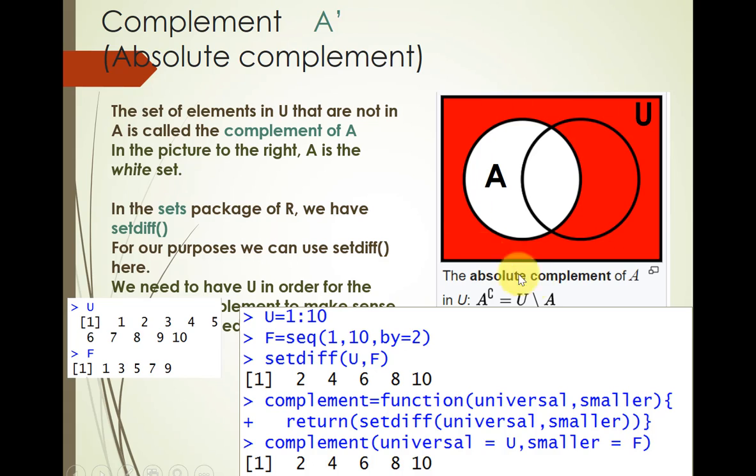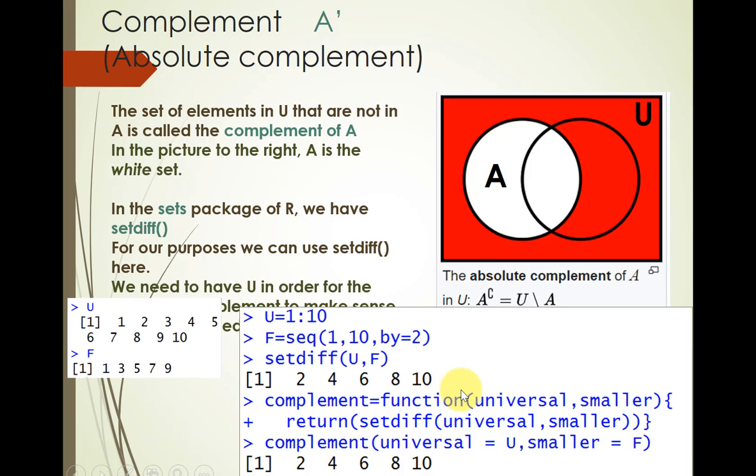This is the whole big set. So U is 1, 2, 3, 4, 5, 6, 7, 8, 9, 10. And here's F, which is in U. And the complement of F is everything in U that's not in F. So that's 2, 4, 6, 8, and 10.